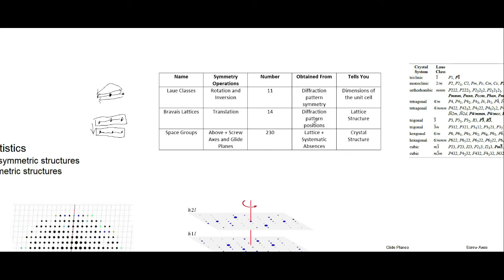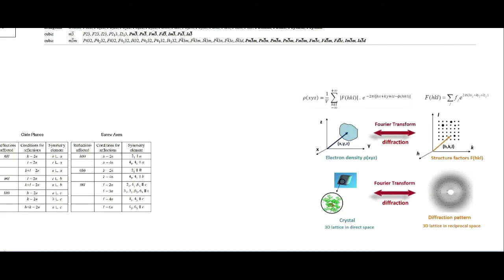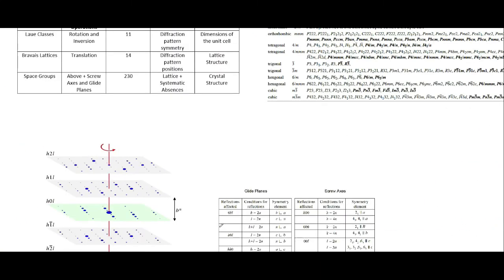and their diffraction pattern positions, and from the intensities of them. Then to get our space groups, which is talking about both the rotation, inversion, and translation, plus what are called screw axes and glide planes, which are another type of symmetry. So that's how we get our space groups.